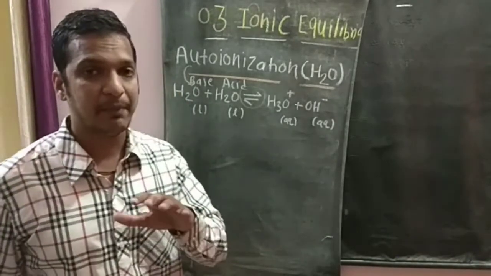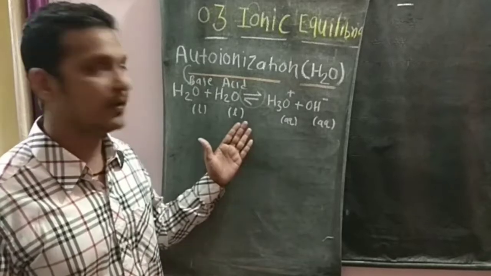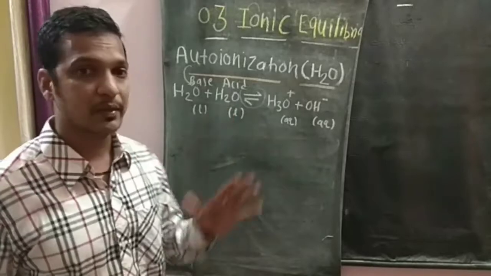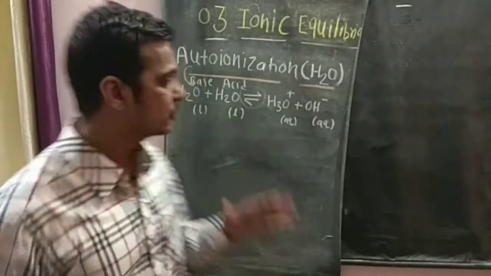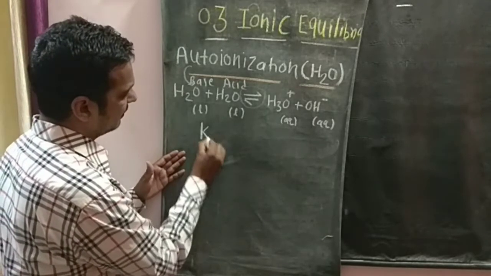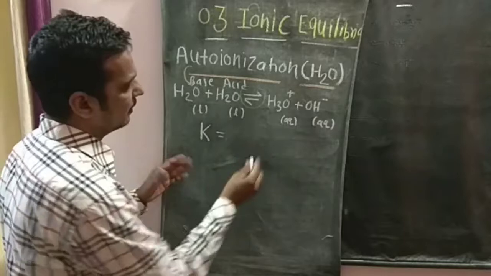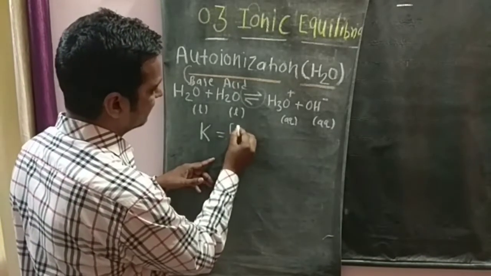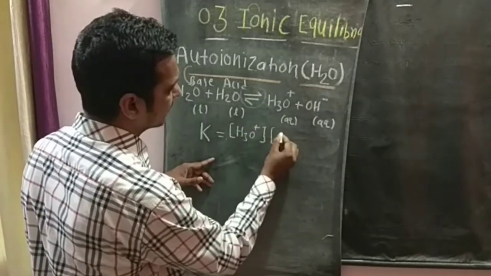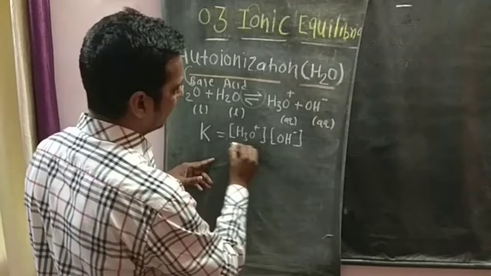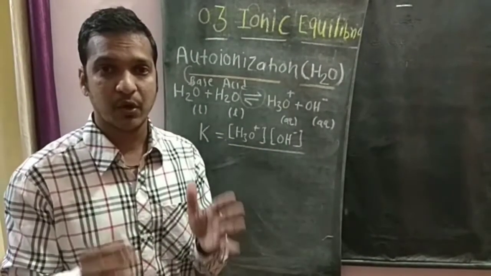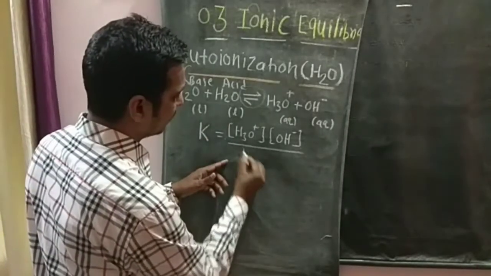Bronsted-Lowry theory. Now here we are applying the law of mass action for the ionization of water, which means we are introducing the equilibrium constant, capital K. Capital K is equal to the concentration of H3O plus into the concentration of OH minus, divided by the concentration of H2O into the concentration of H2O, which means the concentration of H2O, bracket square.